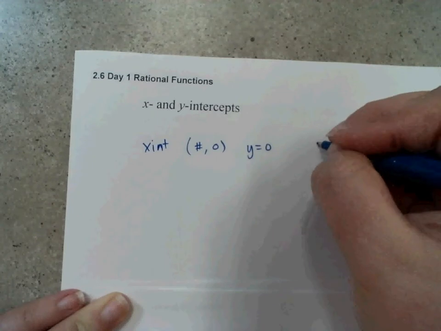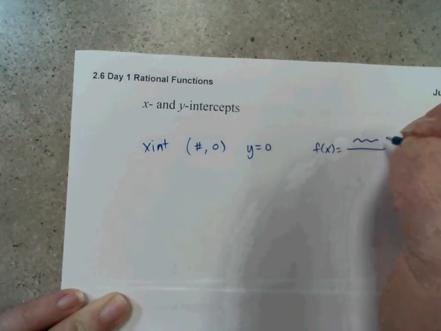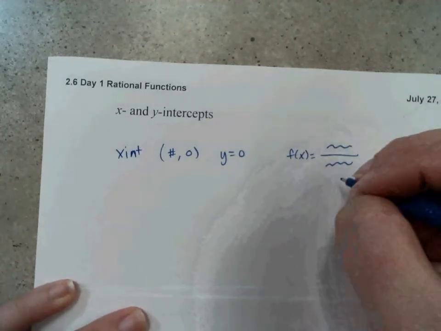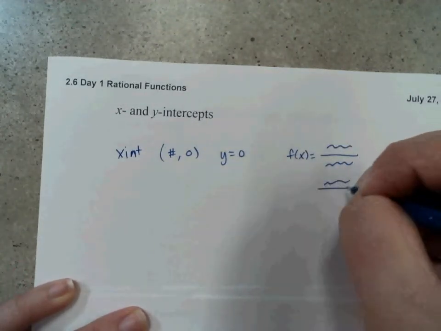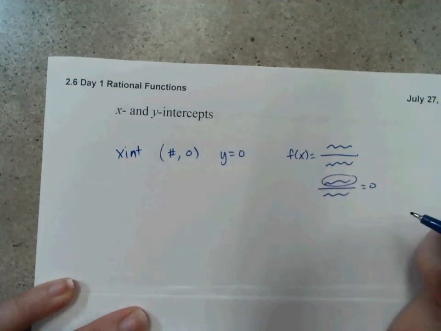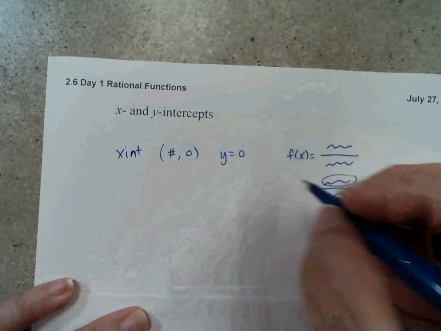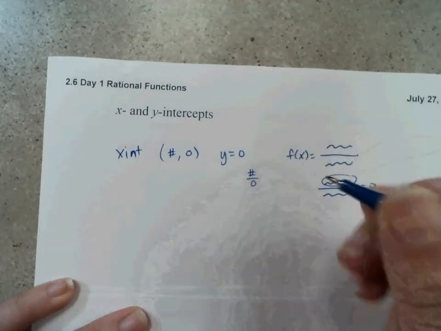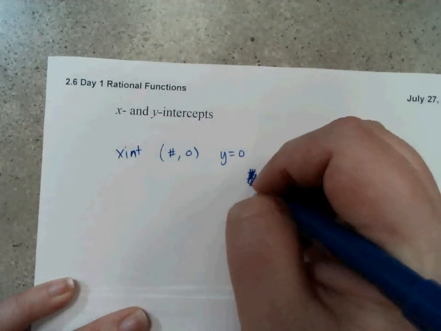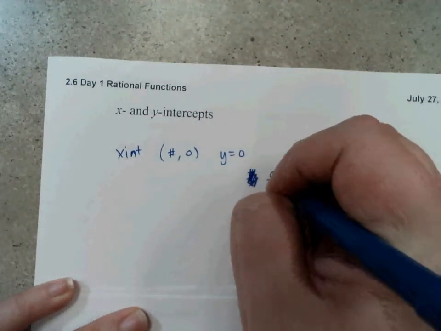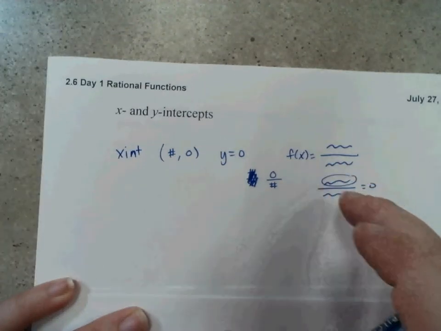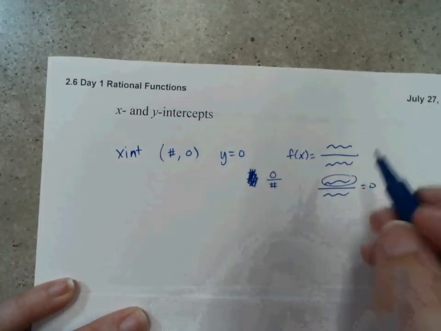So when you think about the function, f of x equals some expression in the numerator and some expression in the denominator, the only way that the y value, which is the function, equals 0 is if you got the numerator equal to 0, right? 0 divided by some number is the only way that you get 0. So if the numerator equals 0, then you have 0.